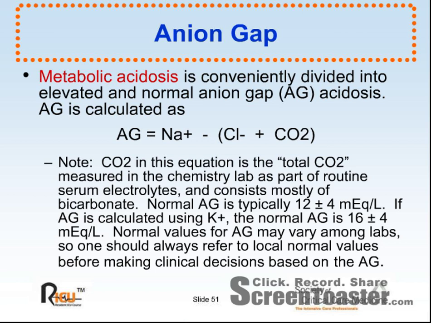If the anion gap is calculated using potassium, the normal anion gap is 16 plus or minus 4 milliequivalents per liter. Normal values for anion gaps may vary among labs.